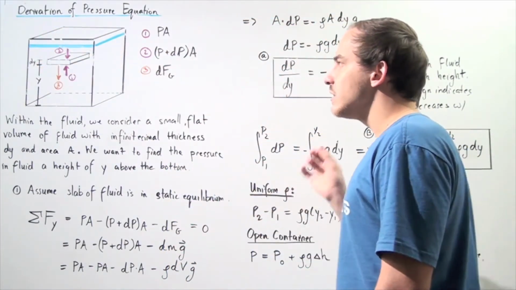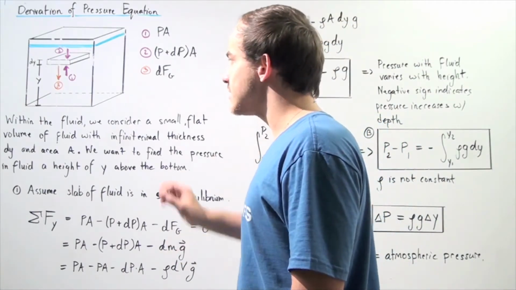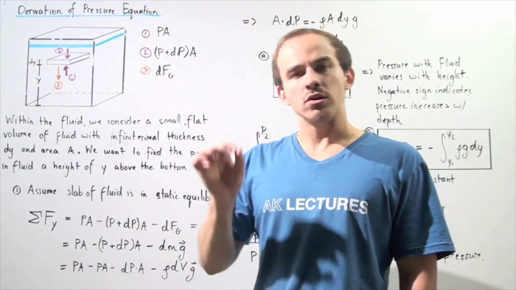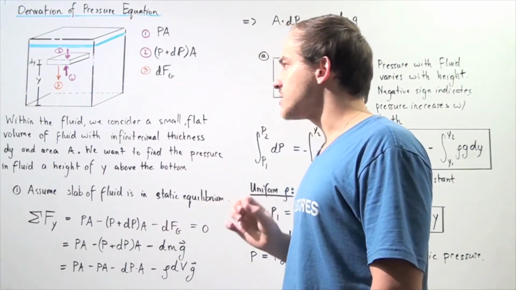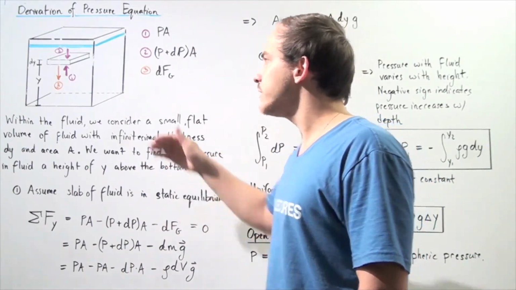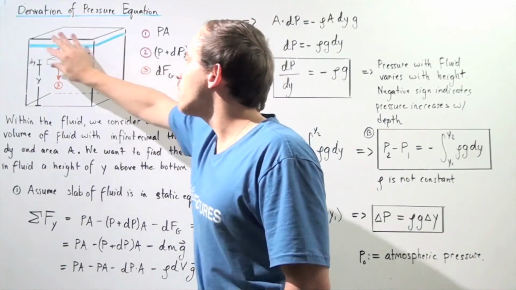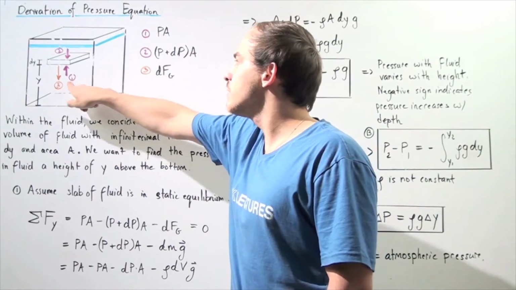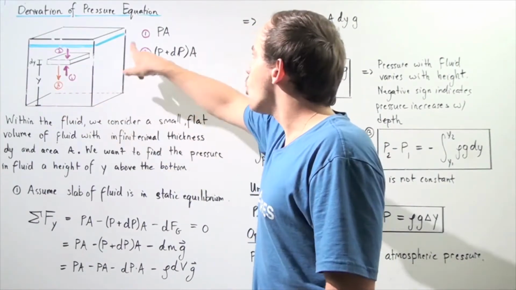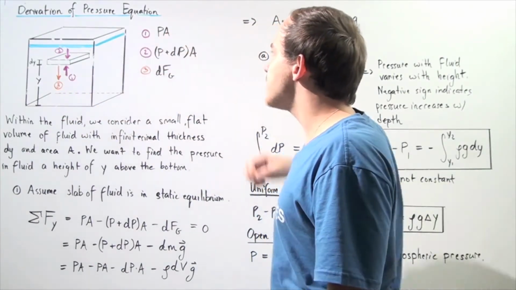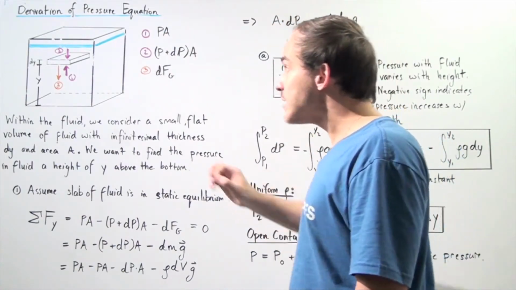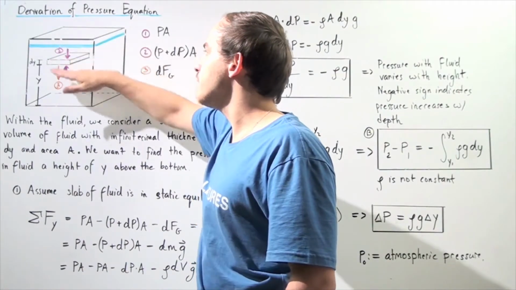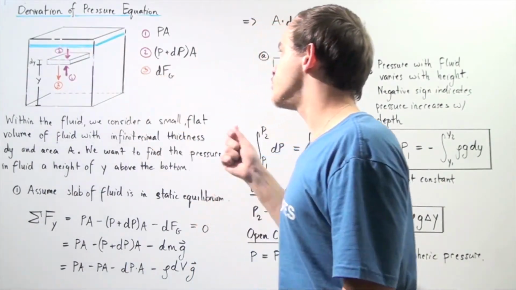Now to begin, let's look at all the forces acting on our small volume. We have three forces altogether. The first force is created by the fluid found below our small volume, and it's given by this vector F1. So F1 is simply P times A, where P is the pressure below and A is the area of the bottom face of our shape.